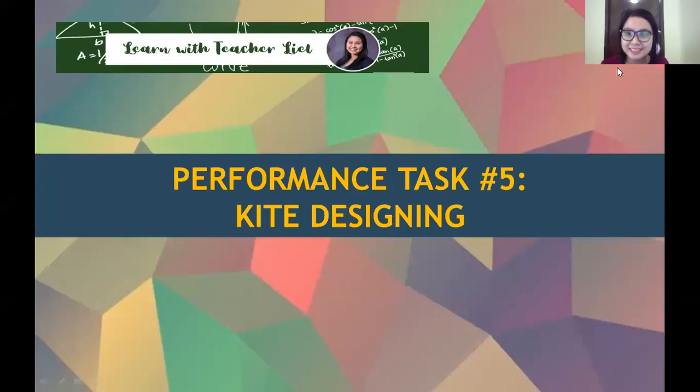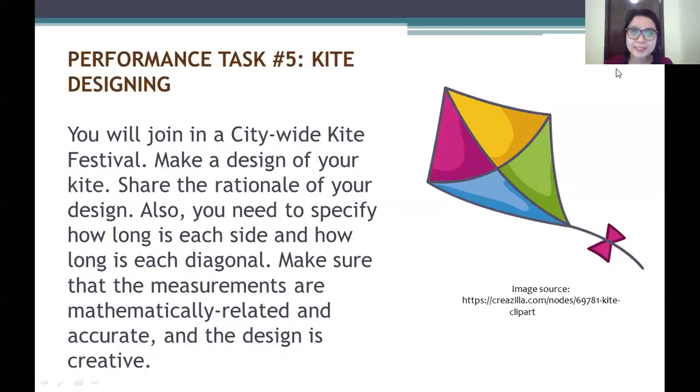Your performance task number 5 is on kite designing. Remember that in our meeting last time, we talked that a kite is a quadrilateral with two consecutive sides that are congruent. Now, here's your performance task. You will join in a citywide kite festival. Make a design of your kite.